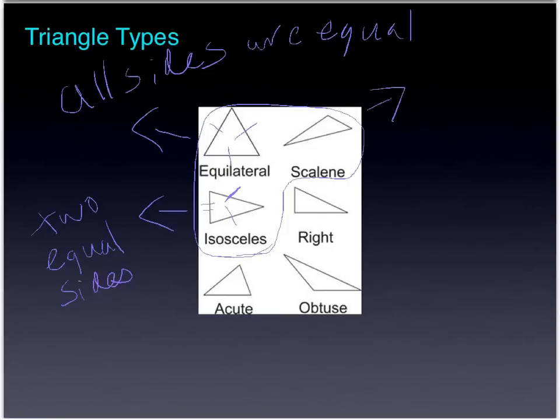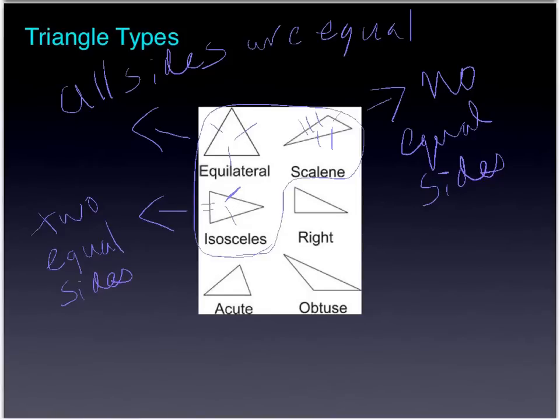Now, a scalene triangle. Scalene triangle, all the sides are different. Now, look how I did that. I had a little slash. One side gets 1 slash, the other side gets 2, and the third one gets 3. That means all 3 sides are different. They're not equal. Okay? So our definition is no equal sides when we're talking about a scalene triangle. Okay?